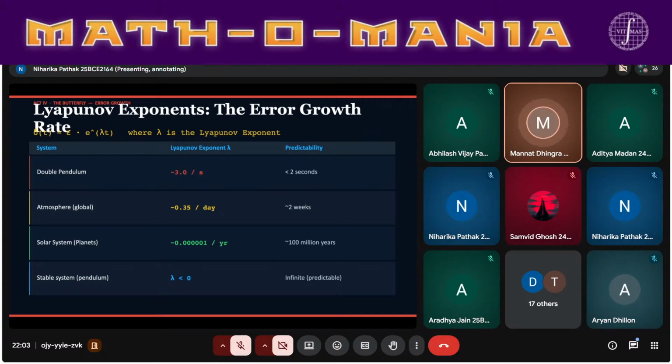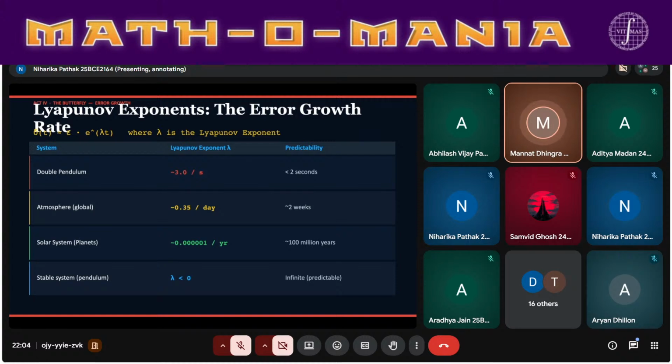Now let's go to the third one, which is the solar system, or the planets that we know. The Lyapunov exponent lambda is very, very small compared to the double pendulum or atmosphere. It's extremely small, as you can see, close to 0.000001 year inverse. And the predictability horizon is much, much greater over here. As you can see, the predictability horizon increases from close to 2 weeks straight to 100 million years, which is too much, honestly.